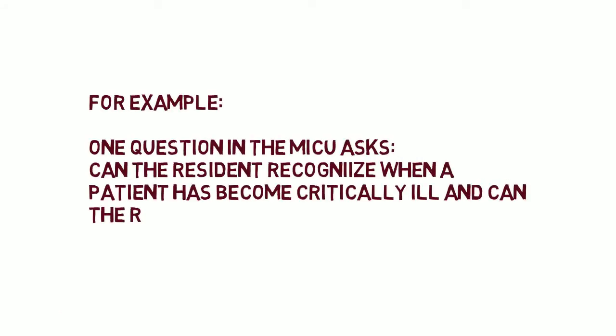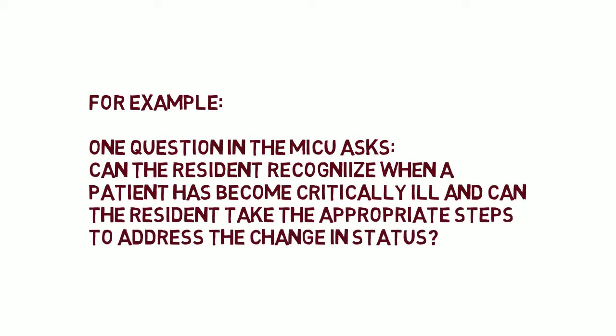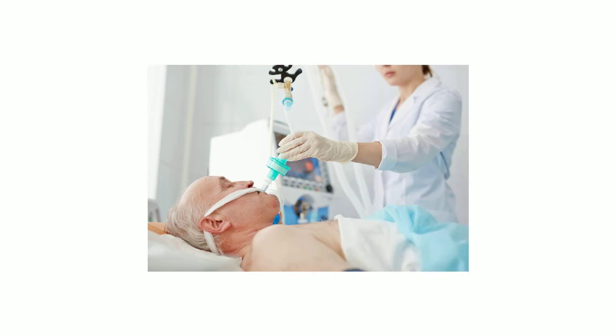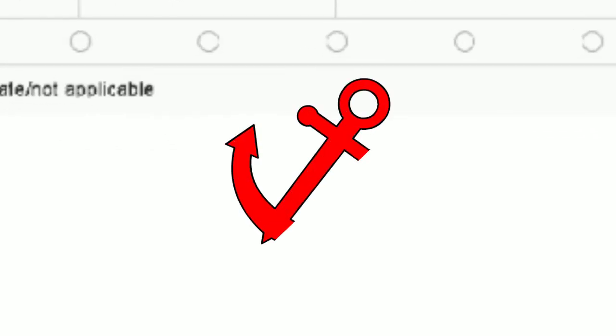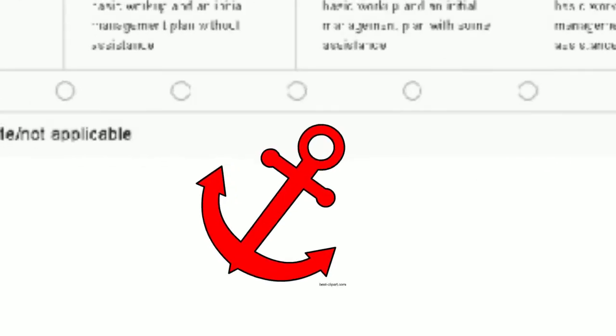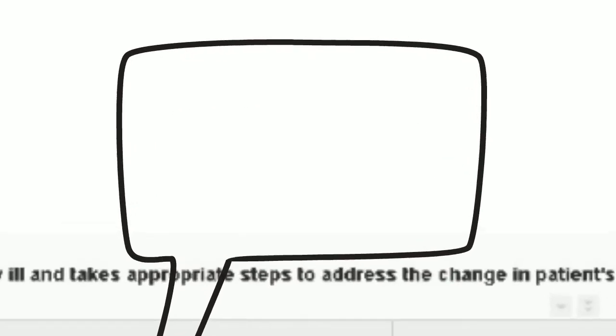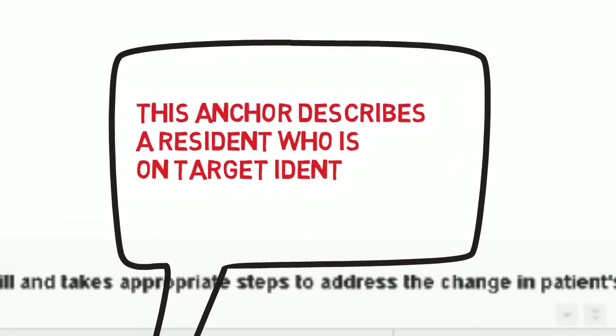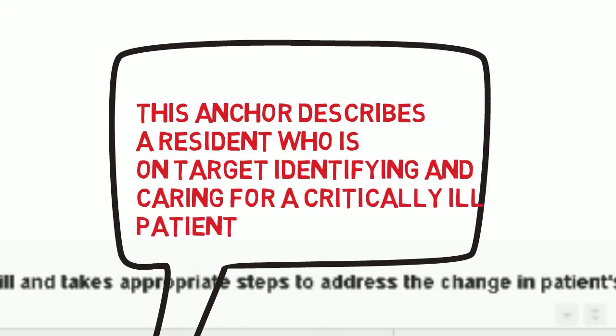For example, one ICU question asks if the resident is able to recognize when a patient has become critically ill and whether the resident takes appropriate steps to address the change in status. 5 anchors for these skills describe levels of competence. The descriptive anchors allow you to identify a level of competence that is objective rather than a general gestalt. Anchor 3, highlighted here, describes a resident who is on target for that skill.